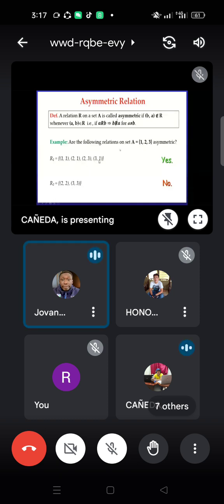There is no (2, 1). For 2 and 3, there is no (3, 2). Look at your key. So what's happening to R2? You do not test 2 and 3 because A is not equal to B. R2 is still asymmetric, sir. So this is wrong.